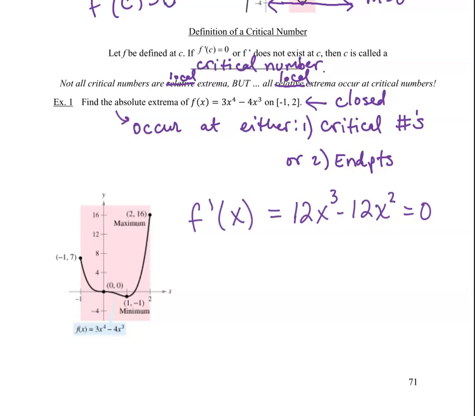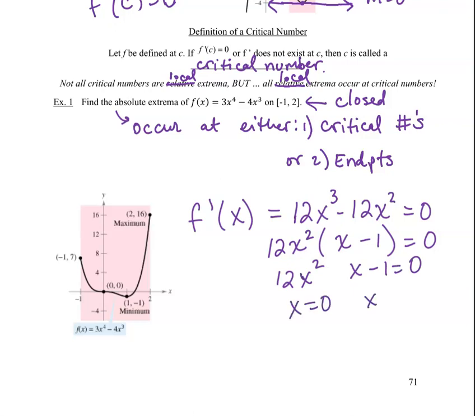How do we solve this equation? We're going to factor out a GCF of 12x squared, and that leaves me with x minus 1. And so then I'm going to use the zero product property, of course, to set both of those expressions equal to 0. I'm going to solve. I get x equals 0 and x equals 1. So this particular function has two critical numbers at 0 and 1.